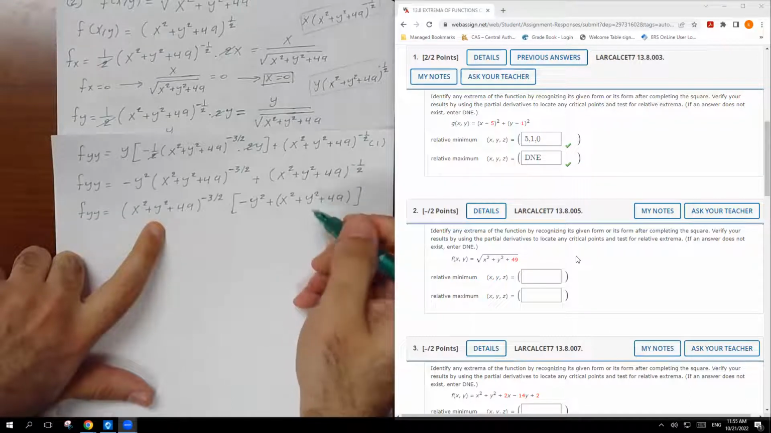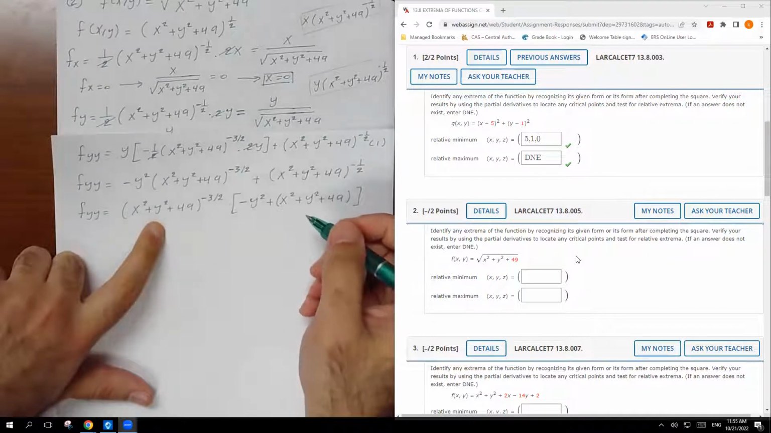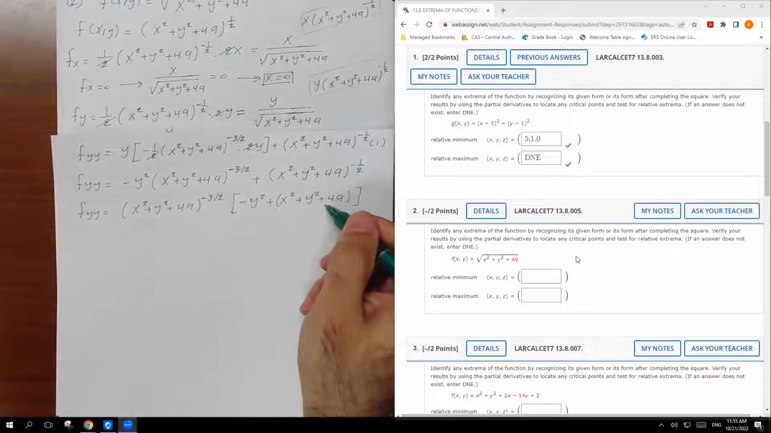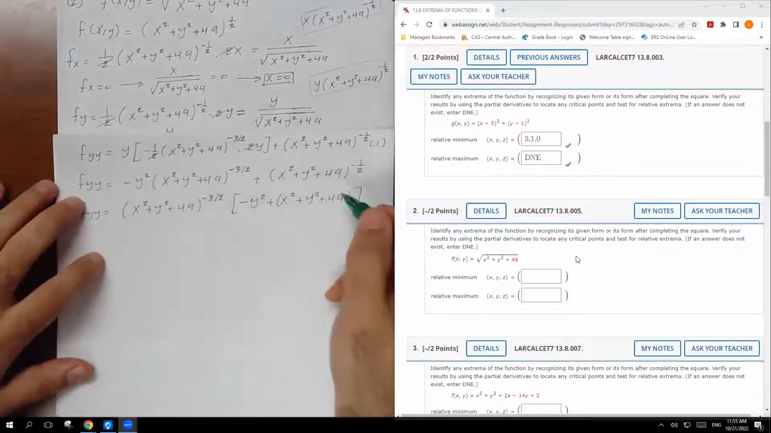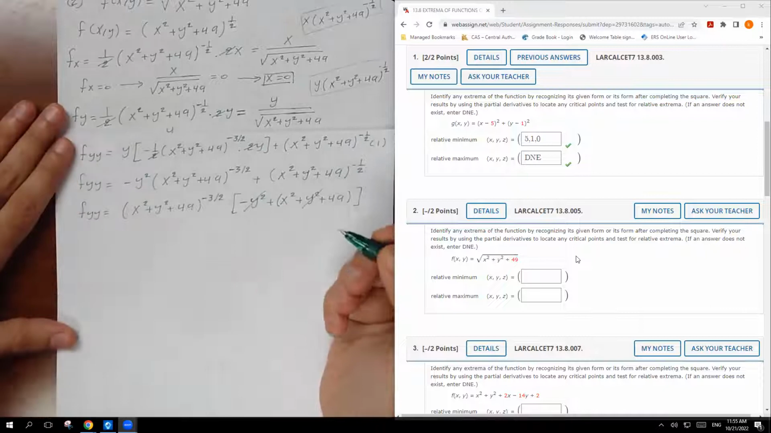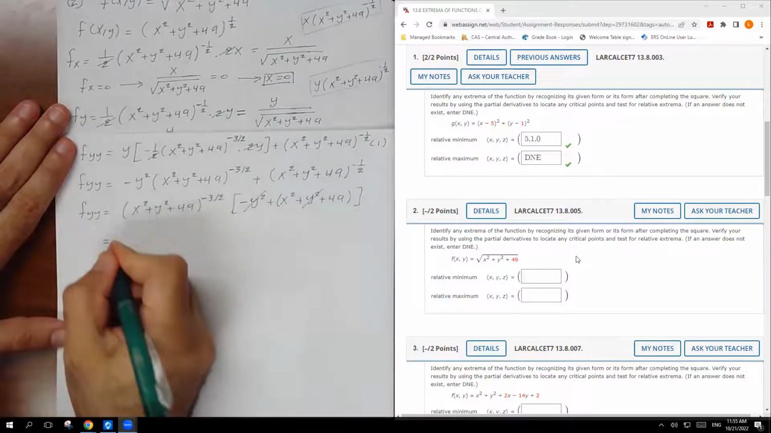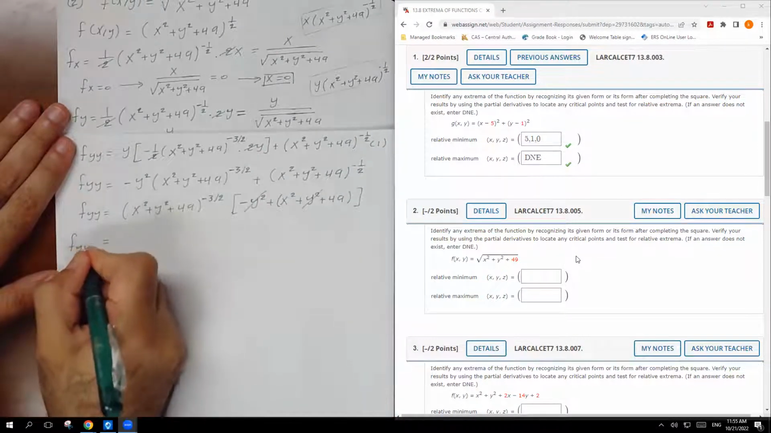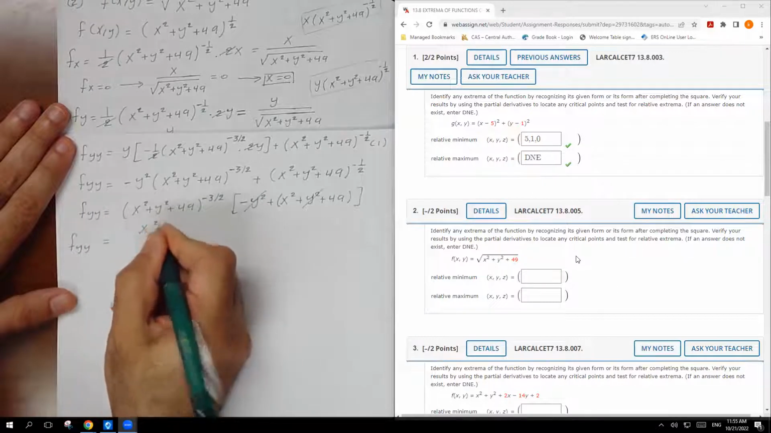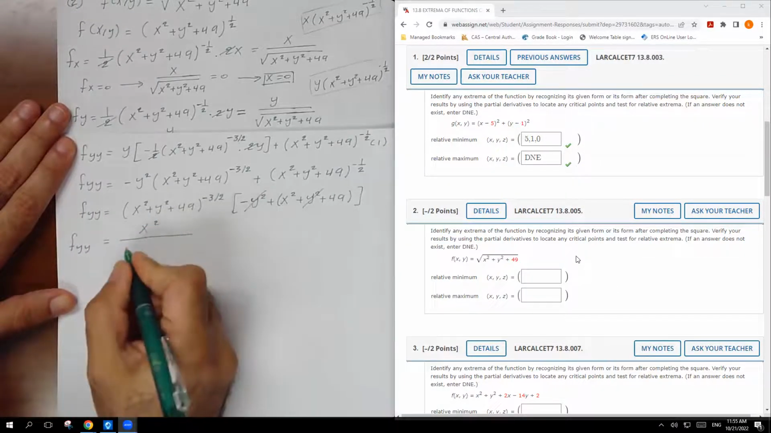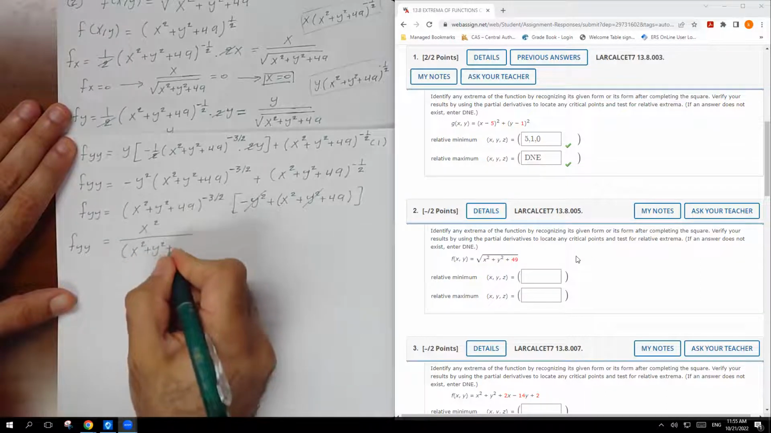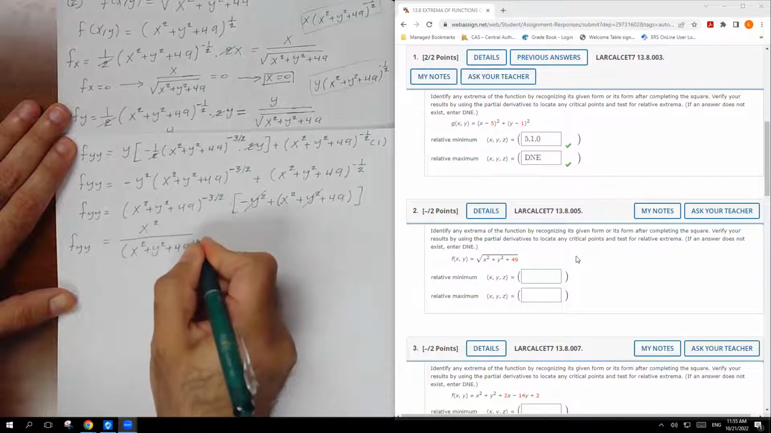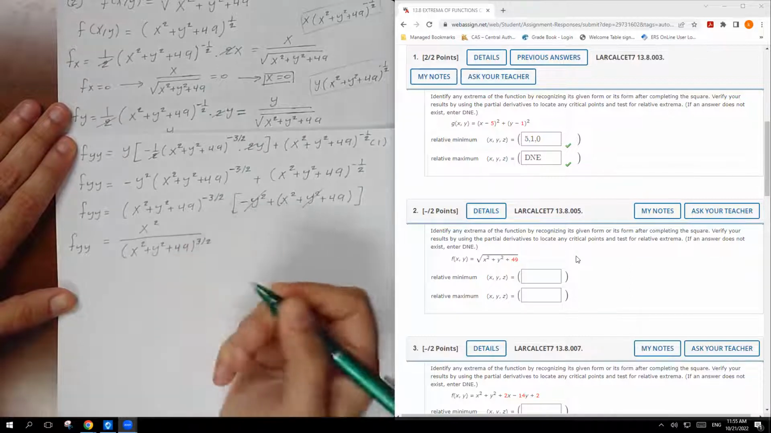Now, combine the like terms. So cancel the y squared with the y squared, and the result is going to be x squared. That means f sub yy is going to be x squared over (x squared plus y squared plus 49) to the 3 over 2. I'm just going to write it down.